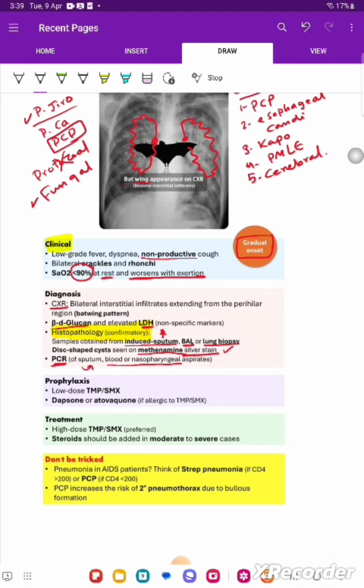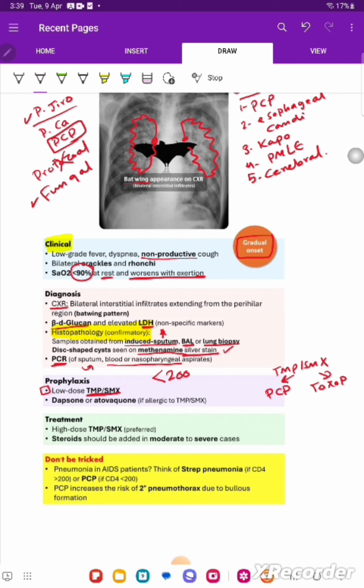So let's come to the prophylaxis. Any patient with AIDS who has a CD4 count less than 200 should be started on low-dose trimethoprim-sulfamethoxazole. This is very important, and he can ask you in another way. Trimethoprim-sulfamethoxazole in patients with HIV can be used for prophylaxis against two organisms. The first is PCP and the other one is toxoplasmosis. Other prophylactic agents include dapsone or atovaquone if the patient is allergic to trimethoprim-sulfamethoxazole.